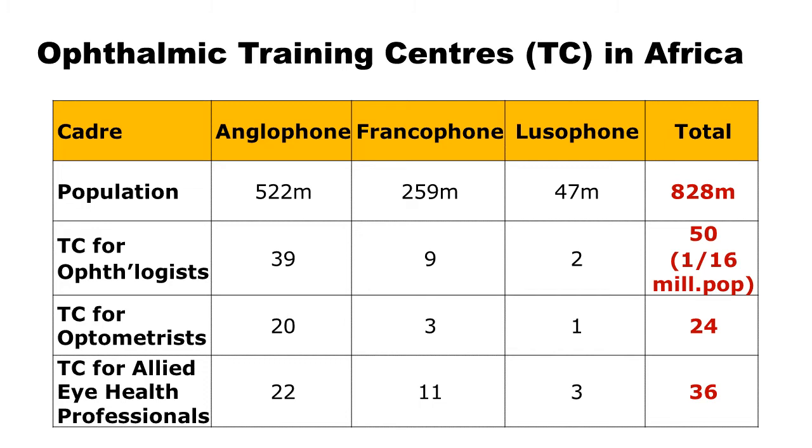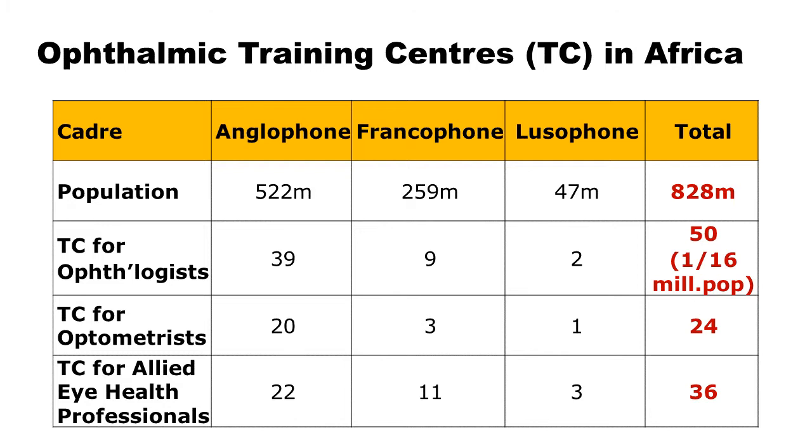So the question is, what about training centres for these cadres of eye staff? So if we look at the Anglophone for training centres for ophthalmologists of the third row down, we have 39 Anglophone centres, 9 Francophone, only 2 in Lusophone, giving a total of 50 training centres for ophthalmologists in Africa for a population of over 800 million, so 1 training centre per 16 million. Some of those training centres train 1 or 2 ophthalmologists a year, and some train 8 or 10 per year.